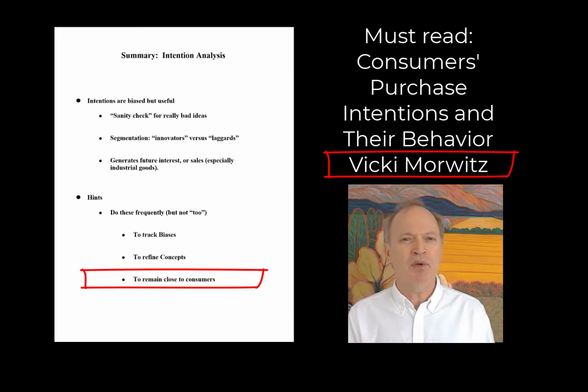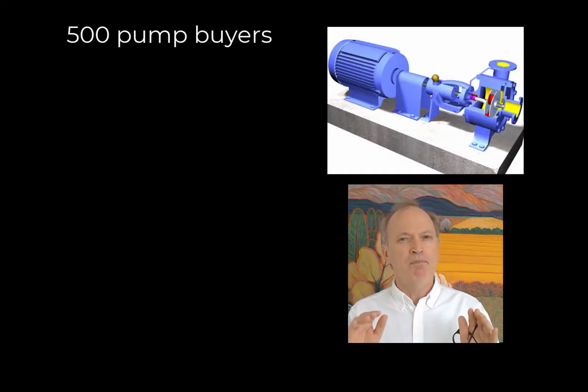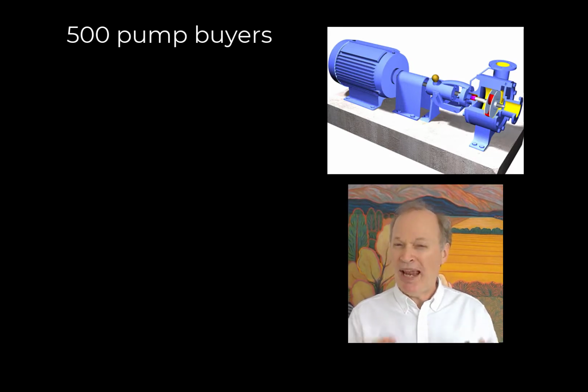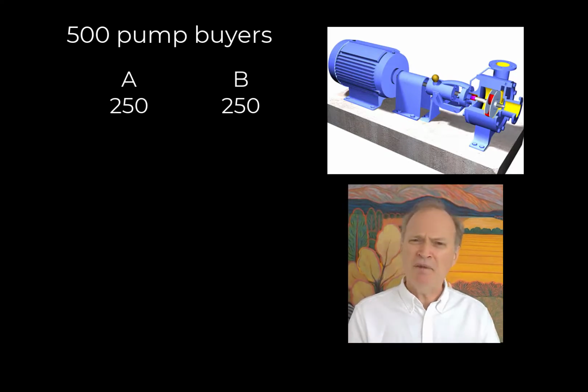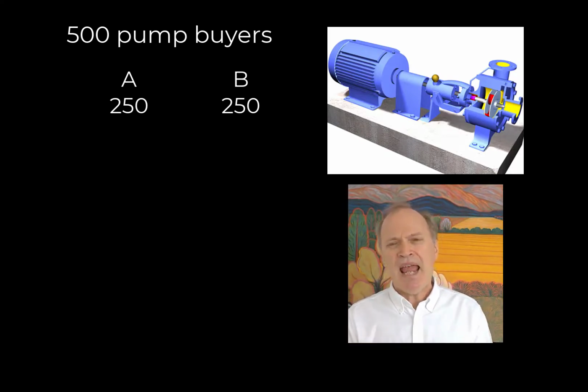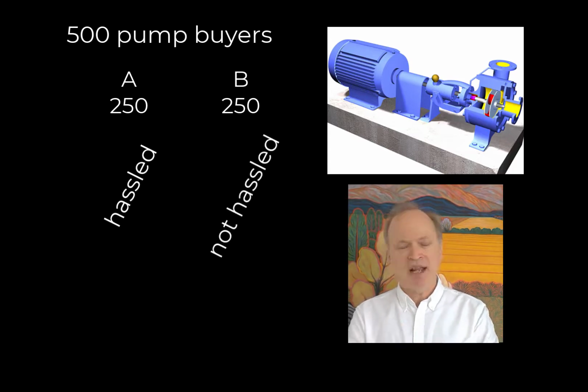So I'd like to give you a thought experiment. Imagine you have 500 buyers of pumps. Now, people hate filling out questionnaires, right? But let's split them randomly into two groups, A and B, 250 and 250. And then you approach only group A. A is hassled because you keep asking them questions. Group B, you leave them alone, don't ask them a question at all. Totally randomly split, kind of like a randomized controlled trial of sorts, right?